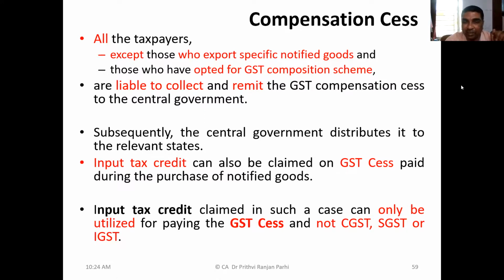ITC can also be claimed on GST cess paid during the purchase of notified goods. ITC claimed in such cases can only be utilized for paying GST cess, but not for CGST, SGST, and IGST. That means credit on compensation cess can be utilized only for paying compensation cess. It cannot be used for paying GST. This utilization concept we are going to learn separately in a different class, how set-off is possible among different kinds of GST and compensation cess. Today, we are not going to learn that.